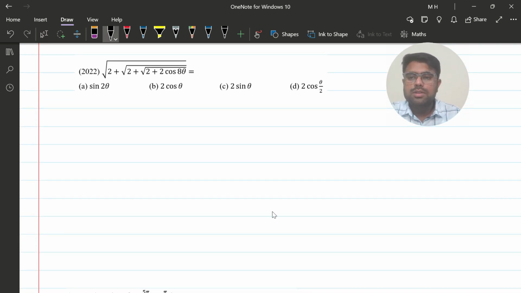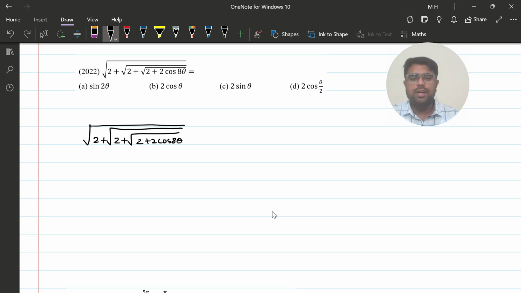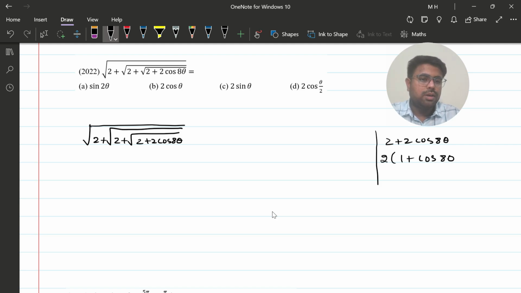The question says, root of what? Looks very odd, but 2 plus root of 2 plus root of 2 plus 2 cos 8 theta. I'm very sorry for my bad handwriting, I cannot help it. Okay, so 2 plus 2 cos 8 theta. Fine. Now, if I take out 2, it is going to be 1 plus cos 8 theta, right?